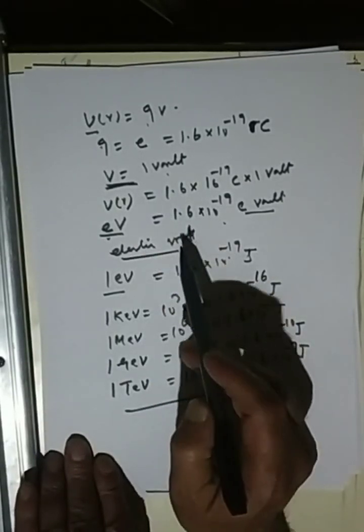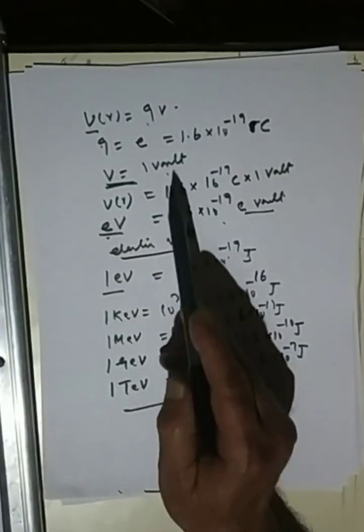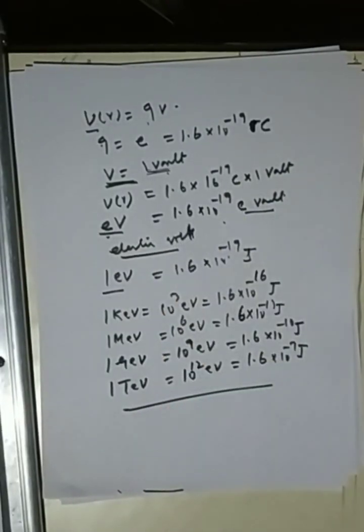So 1 electron volt is an energy associated with an electron accelerated through 1 volt.